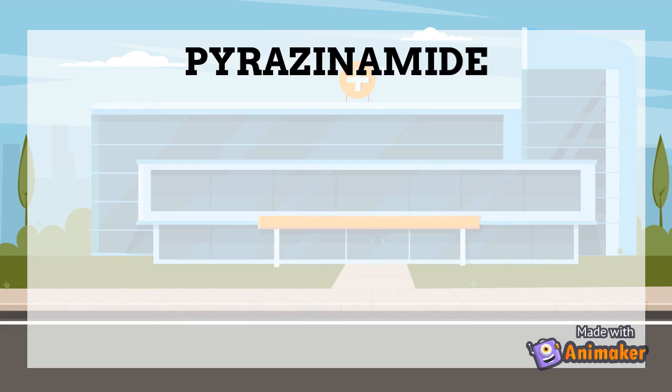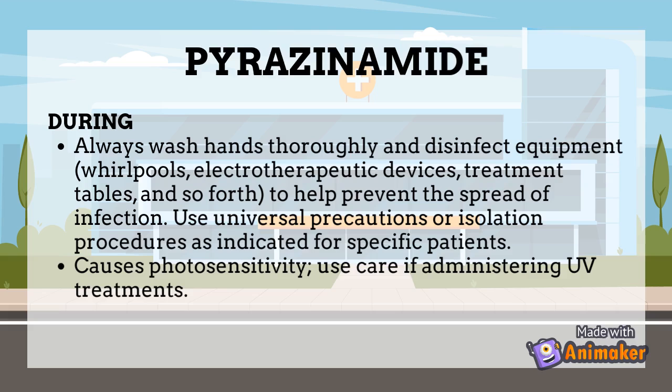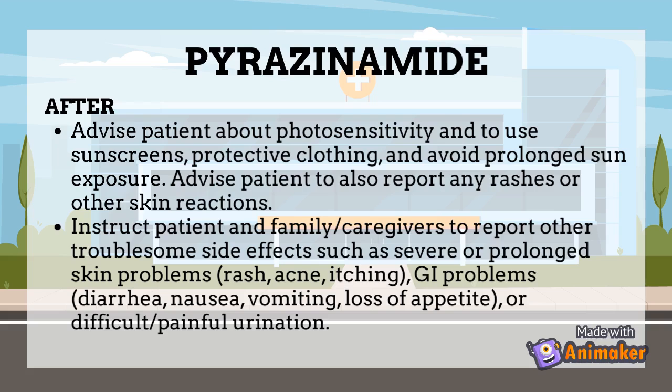During administration, always wash hands thoroughly and disinfect equipment. This is to help prevent the spread of infection, and use universal precautions or isolation procedures as indicated for specific patients. The nurse must keep in mind that this drug causes photosensitivity, so use care if administering UV treatments. After administration, the nurse must advise the patient about photosensitivity and to use sunscreens, protective clothing, and avoid prolonged sun exposure. Advise the patient to also report any rashes or other skin reactions.